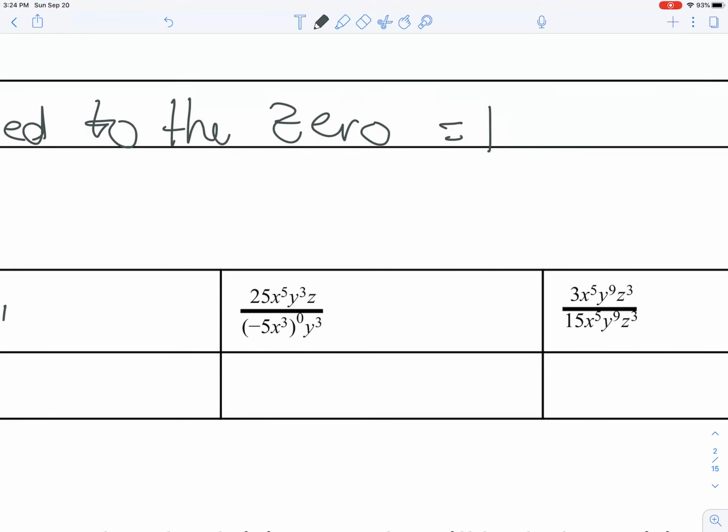Alrighty, so we're going to do this the way we did before, but remember, anything raised to the 0 power is 1, so that's 1. So now we have 25x to the 5th, and we have y third over y third, and then the z just stays there. Okay, so y third over y third, we know that that's the definition of y to the 0, which is 1. So everything else remains. We just have that 1 in the middle, which of course we're not going to write.